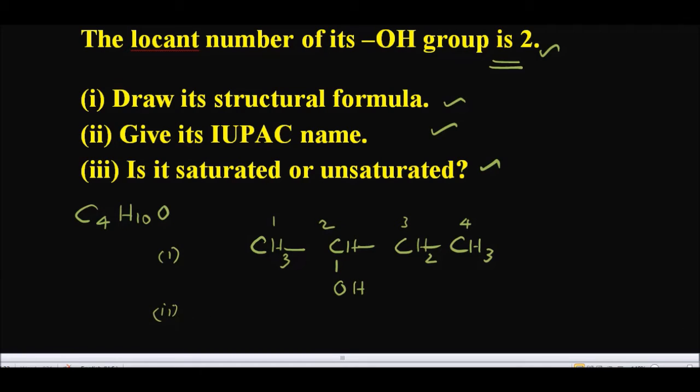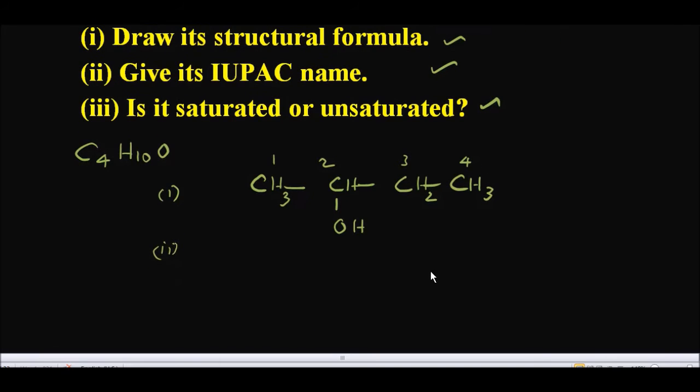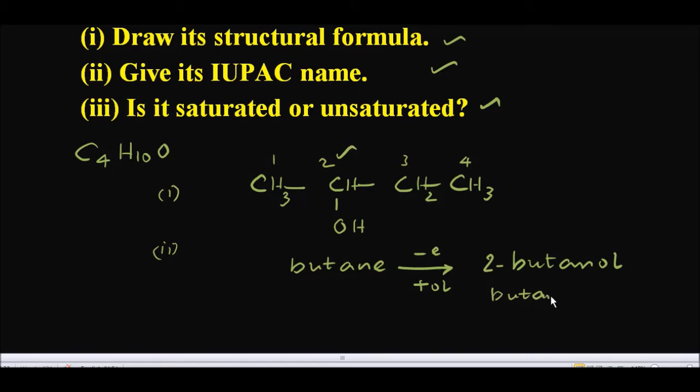For finding the IUPAC name, when there are 4 carbon atoms in the linear chain, we know that the root word can be obtained from butane. But is the root word. The last letter E is replaced by OL, so that you can call it butanol. The position of OH is 2, so hence it is 2-butanol, also written as butane-2-ol. This is the IUPAC name of the compound.